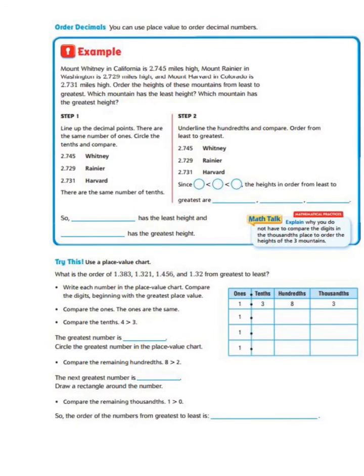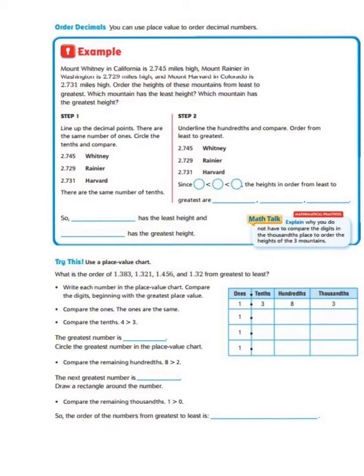So let's look at another example. It says that Whitney Mountain in California is 2,745,000 miles high. Mount Rainier in Washington is 2,729,000 miles high. And Mount Harvard in Colorado is 2,731,000 miles high. Order the heights of these mountains from least to greatest. Which mountain has the least height? Which mountain has the greatest height?